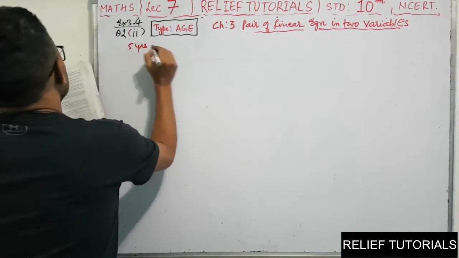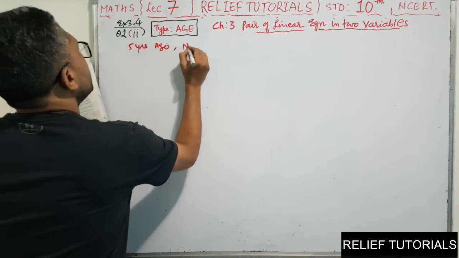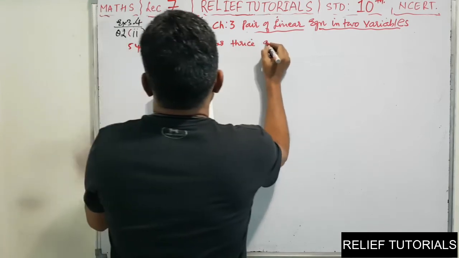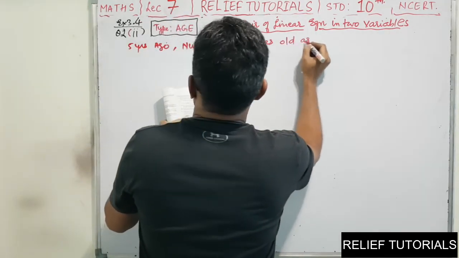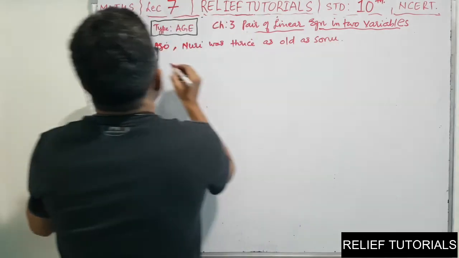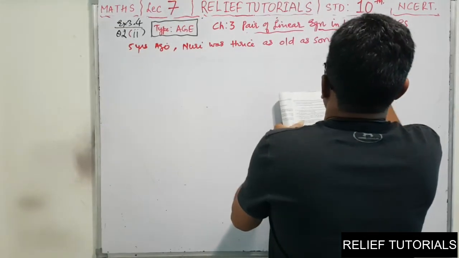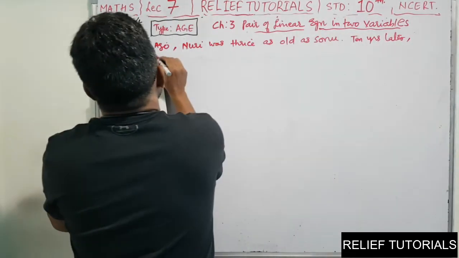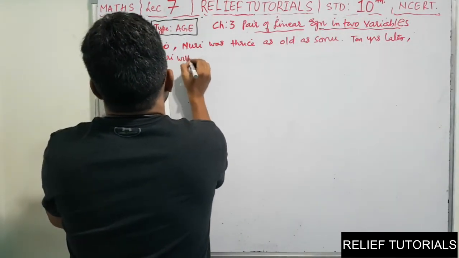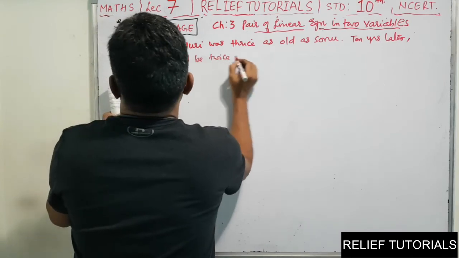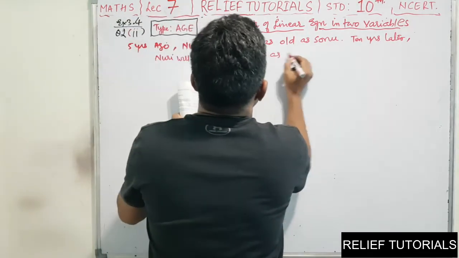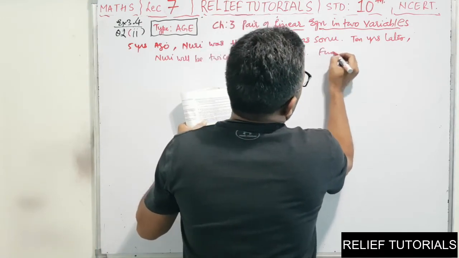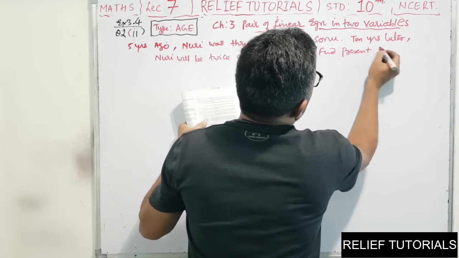5 years ago, Noori was thrice as old as Sonu. Okay, then 10 years later, Noori will be twice as old as Sonu. Find present age. Find present age.